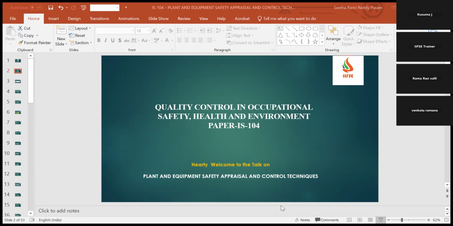So today we are continuing the same IS 104, which is quality control in occupational safety and health and environment. Today we are going to discuss plant and equipment safety appraisals as well as control techniques. First of all, we'd like to understand why these safety appraisals are required and what are the benefits which we can get by doing these appraisals.